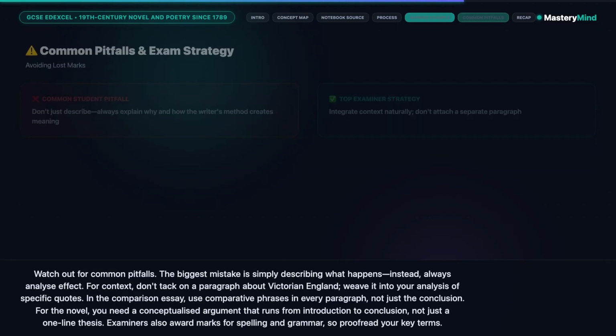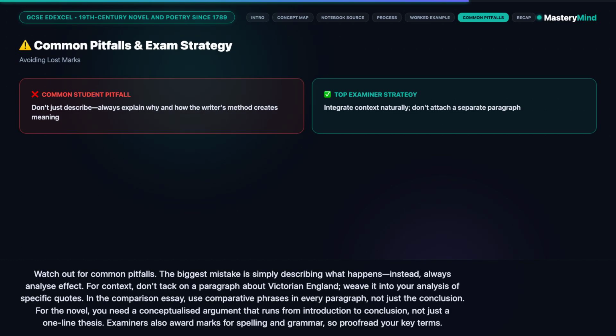Watch out for common pitfalls. The biggest mistake is simply describing what happens. Instead, always analyze effect. For context, don't tack on a paragraph about Victorian England, weave it into your analysis of specific quotes. In the comparison essay, use comparative phrases in every paragraph, not just the conclusion. For the novel, you need a conceptualized argument that runs from introduction to conclusion, not just a one-line thesis. Examiners also award marks for spelling and grammar, so proofread your key terms.